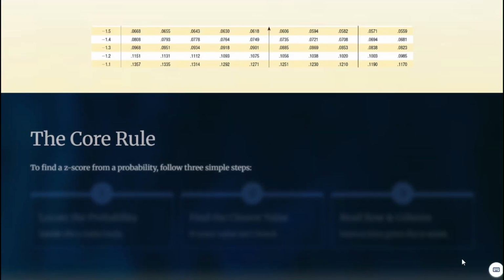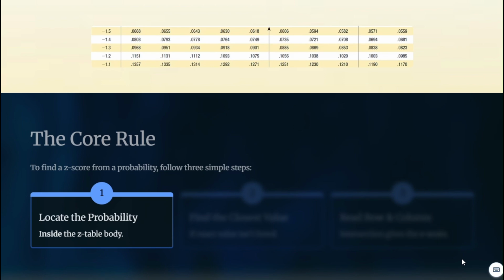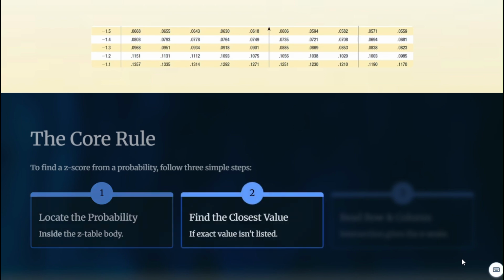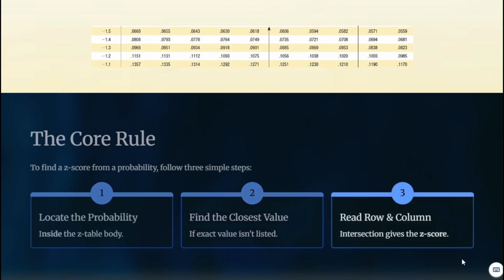To find the z-score from a probability, you'll need to follow 3 simple steps. First, find the area of the probability inside the z-table body. If it's not a cumulative area from the left, you'll need to find the corresponding cumulative area from the left. Then you'll need to match to the nearest table entry if the exact value isn't listed. And the row and column intersection gives you the z-score.